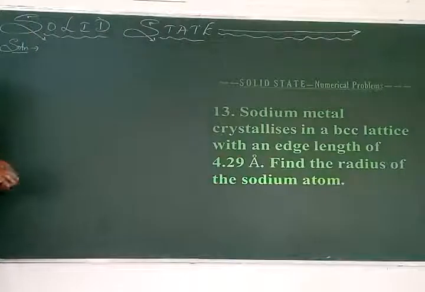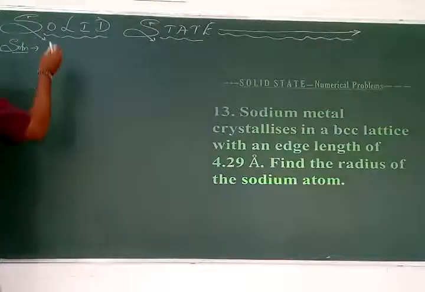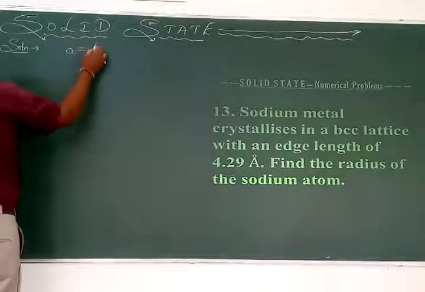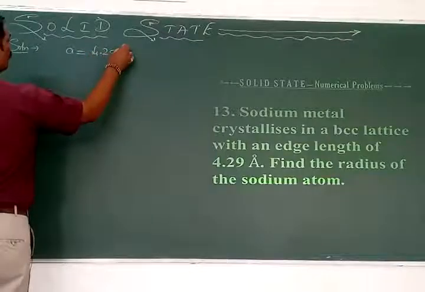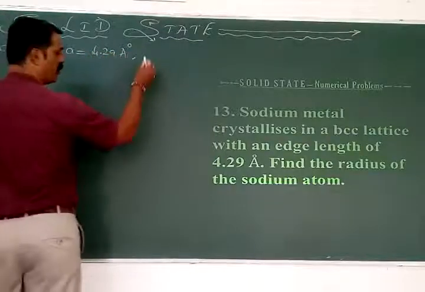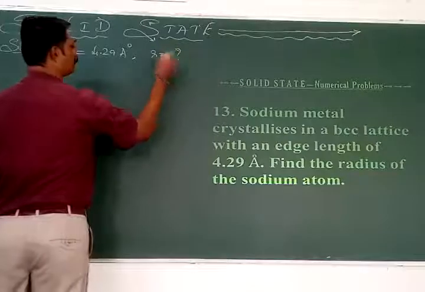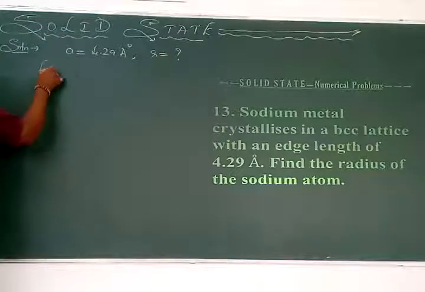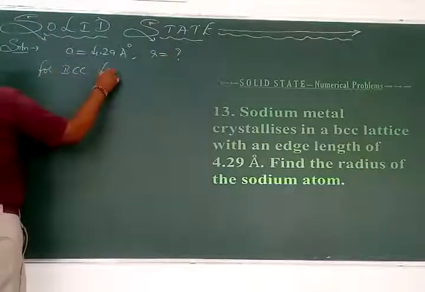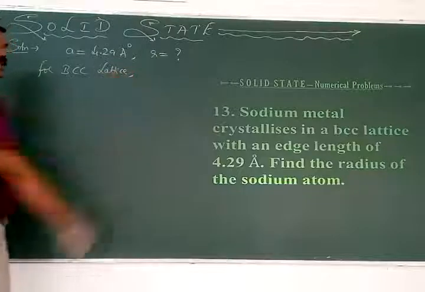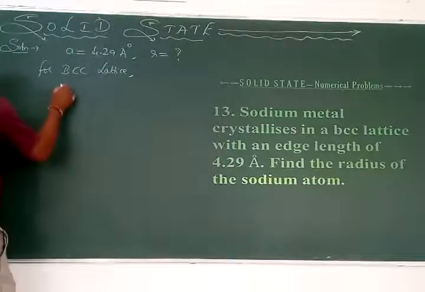So here the edge length is given as a = 4.29 in terms of Angstrom. What do you have to find out? The radius. For which lattice? BCC lattice. What is the relation between these two? R is equal to what?